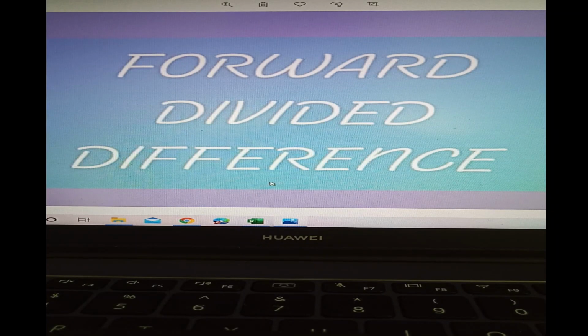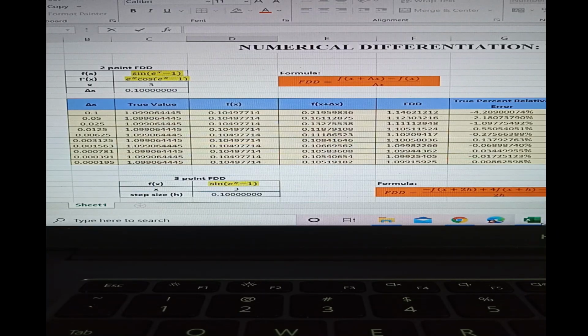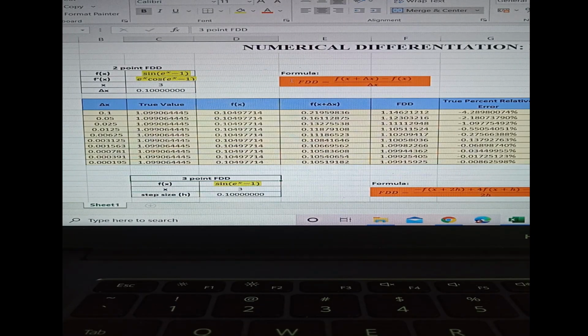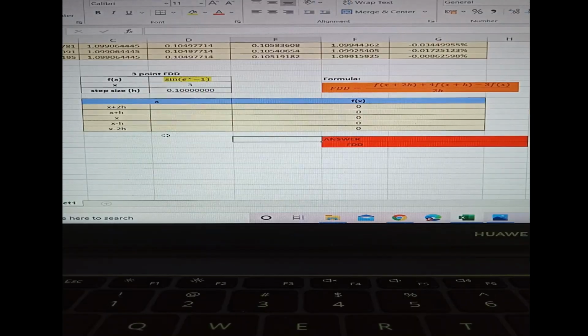Numerical differentiation is the process of finding the numerical value of a derivative of a given function at a given point. In short, this method is more difficult than numerical integration. And here's an example. We have here 2.fdd, 3.fdd, and for 2.fdd, here's the formula. And let's try to solve this 3.fdd.